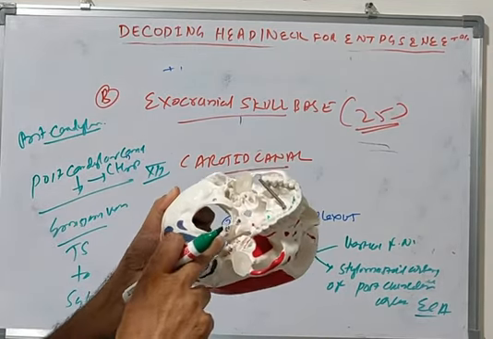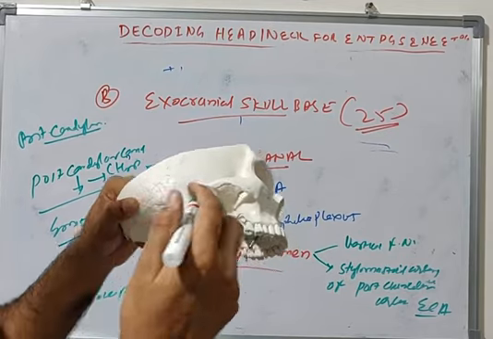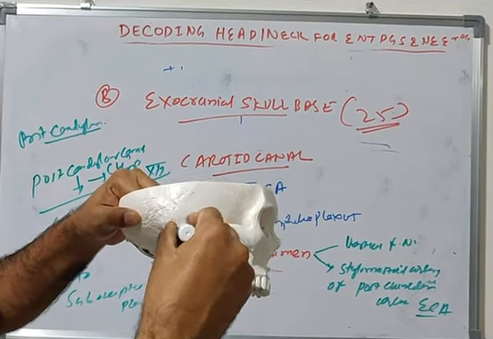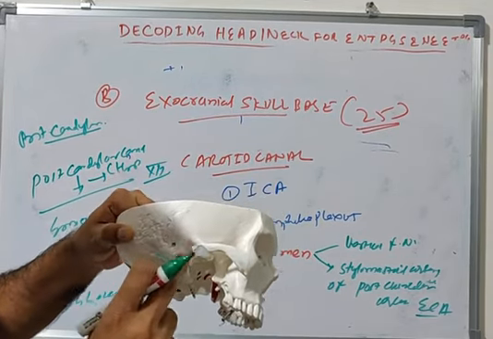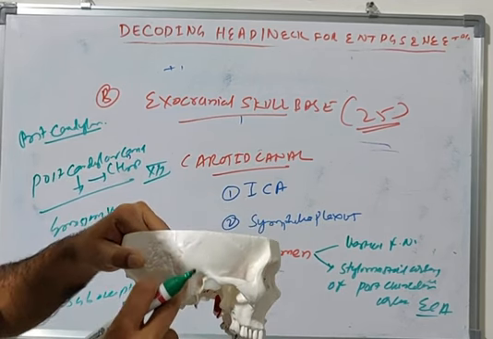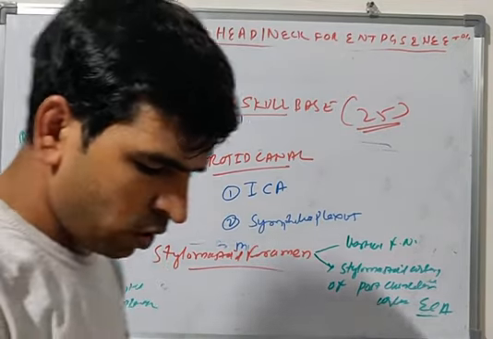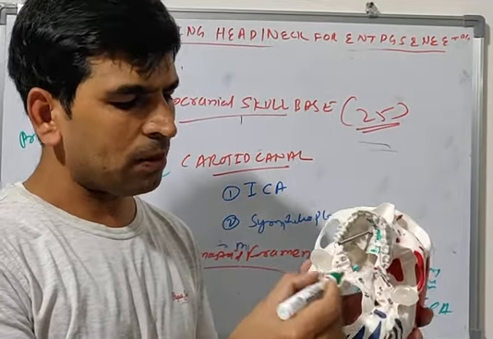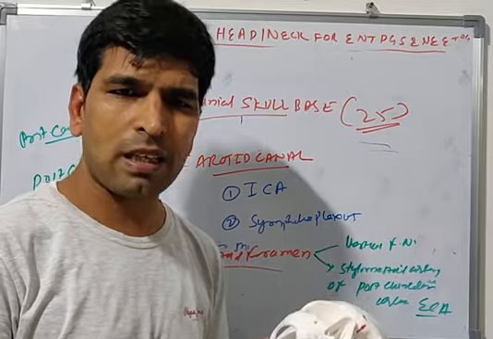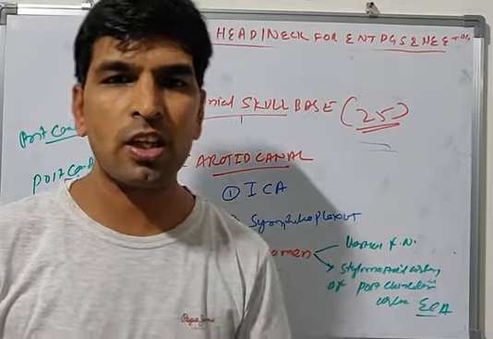Now this is the mastoid foramen. This is the mastoid process. This is the mastoid foramen, the emissary mastoid foramen. The emissary vein passes through this mastoid foramen. Okay, that is all about this. And behind this transverse line is the foramen magnum, the posterior part of the skull base. Thank you so much.